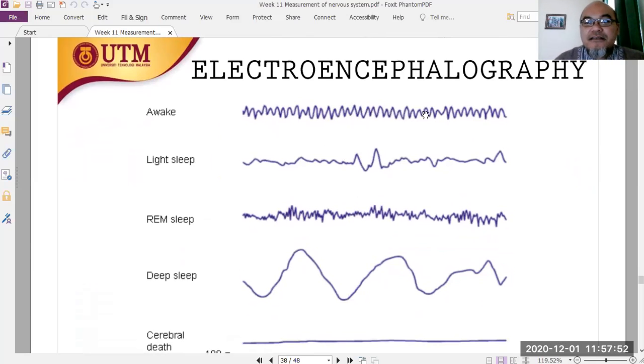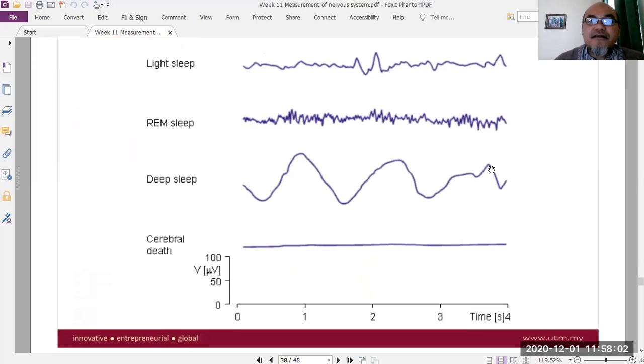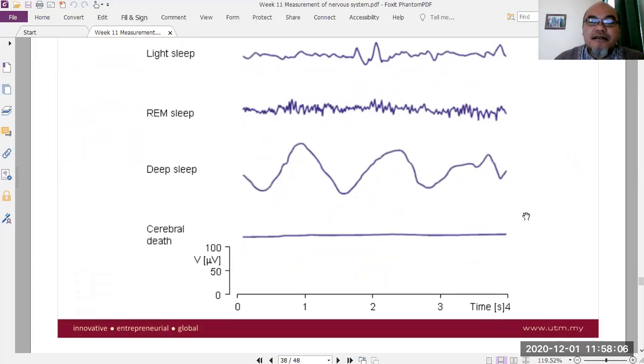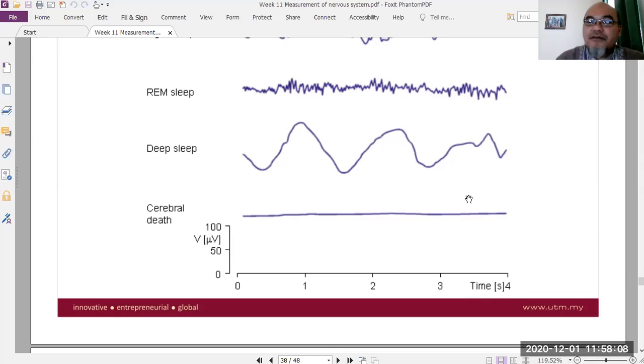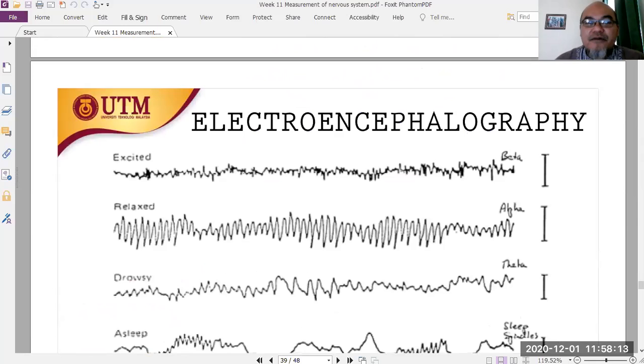Awake here is more of beta wave. In light sleep, REM sleep is also similar to beta with a little bit of theta wave. And this is during deep sleep. I think this is a delta wave. Then cerebral death is when you don't have any EEG brain wave anymore.